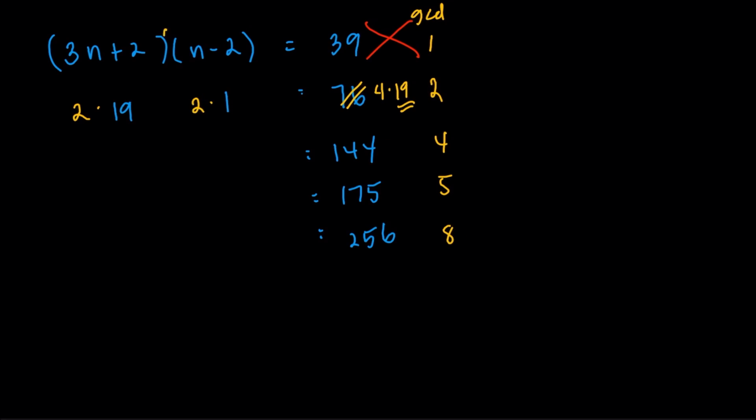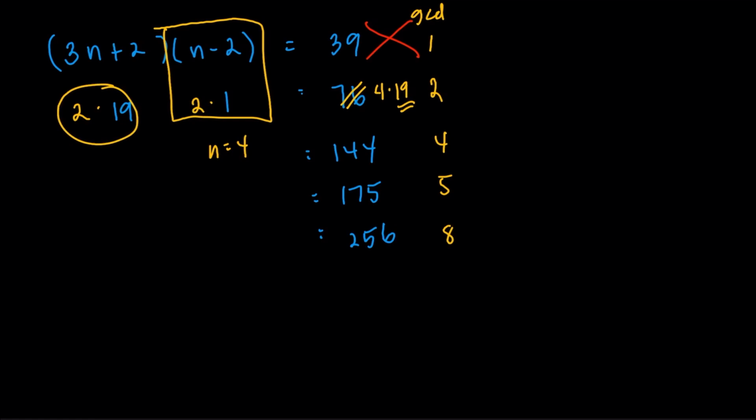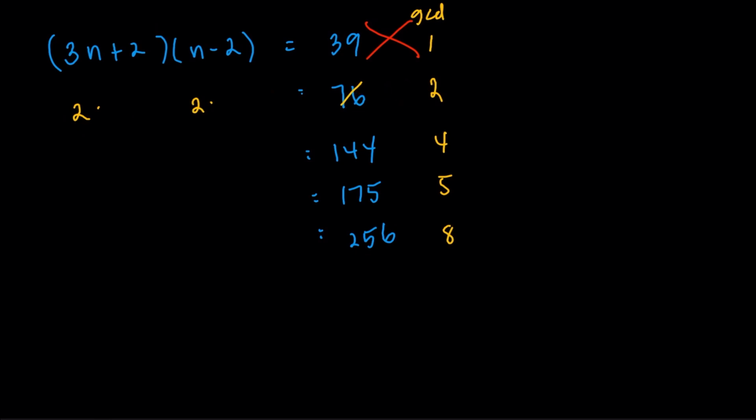Now, if I were to try to solve for n here, I'll get n to be 4. Now, n equals 4 doesn't give 3n plus 2 to be 2 times 19 or 38. So then again, the 76 case, the GCD of 2 case, it's once again impossible.